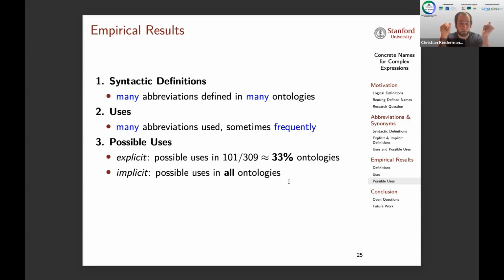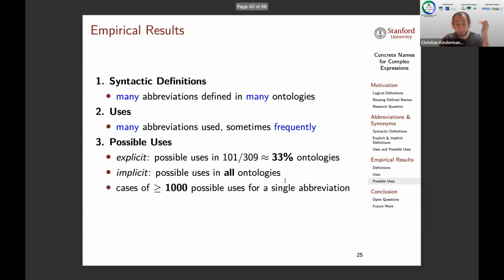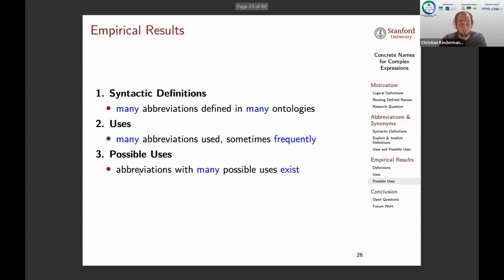So this then raises, of course, the question whether we would like to make these definitions explicit and then also reuse them consistently. And right, in the case of these implicitly defined abbreviations, I also found that sometimes these implicitly defined abbreviations give rise to many possible uses, meaning there are many instances of these complex class expressions that reoccur in an ontology that you, if you wanted to, could replace with a named class. Right, so summarizing that, abbreviations with many possible uses exist.